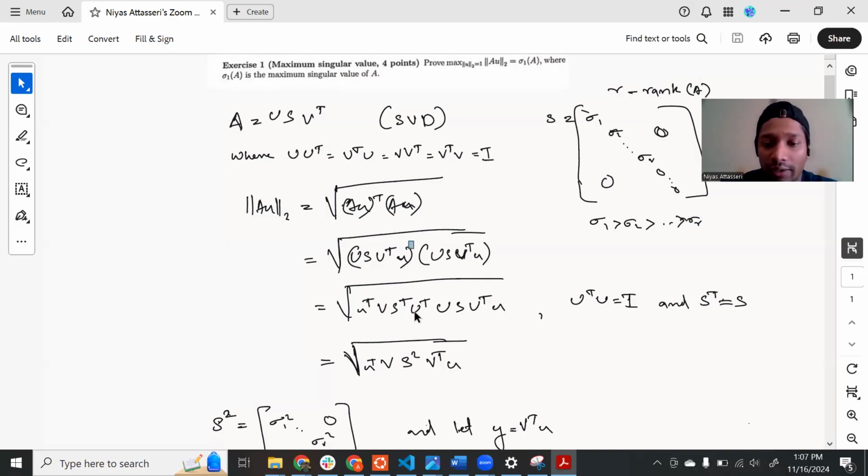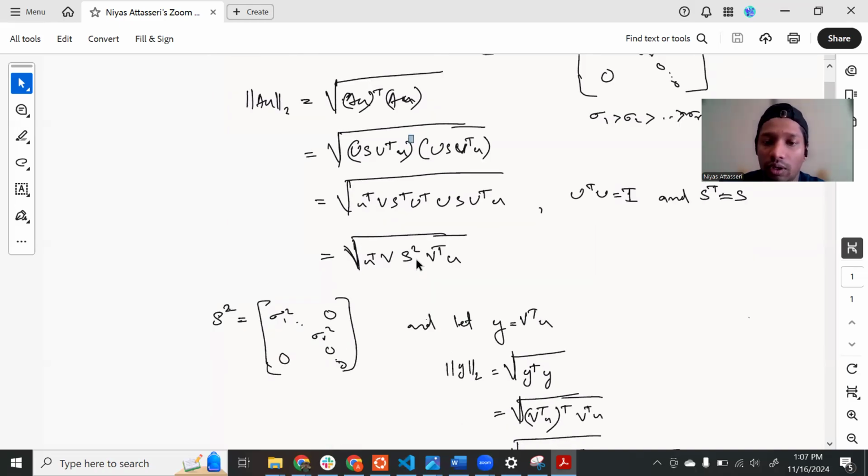Now we know that capital U transpose U is equal to I, and S transpose is equal to S because it's a diagonal matrix. Now, expanding it, we get, where u is the vector, small u transpose V S square V transpose u.